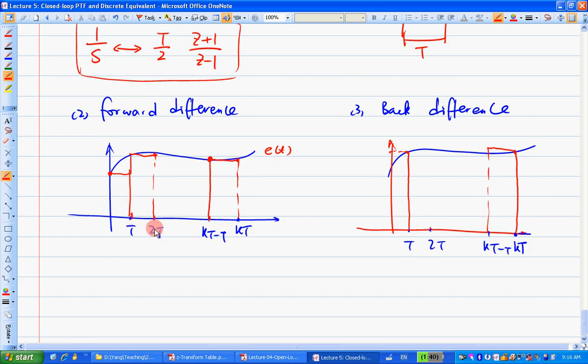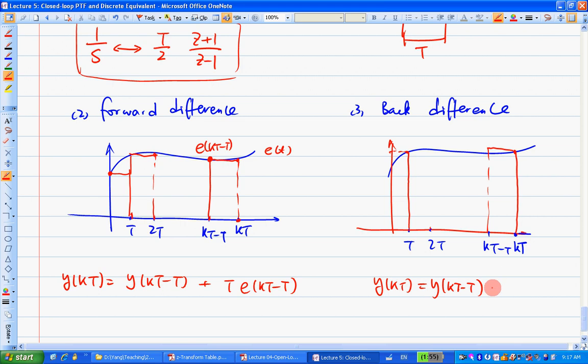And it'll slightly change the transfer function here. For example, for forward difference, if I do a similar approach, y of KT is the area up to this KT moment. That should equal y of KT minus T, plus the area at this location. This location is T multiplied by E of KT minus T. So that's the forward difference. And for this one here, it'll be y of KT minus T plus T this time times E of KT.